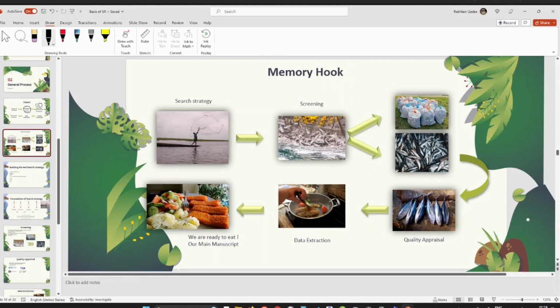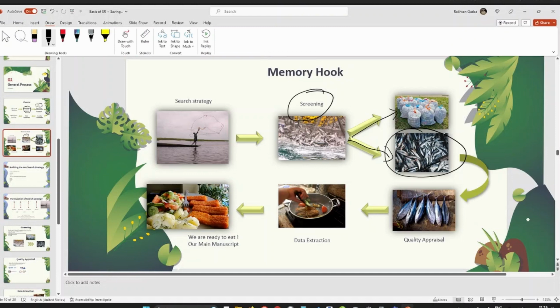So obviously, while we're throwing the fish net in, we'll catch fish and we'll collect some garbage also. So that's where the screening phase comes in. We will remove the garbage and we keep our fishes. That's where the screening phase comes up.